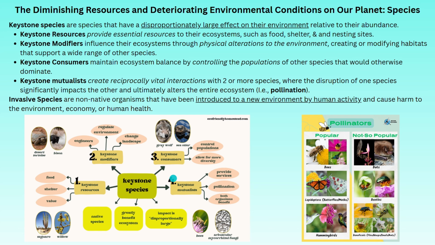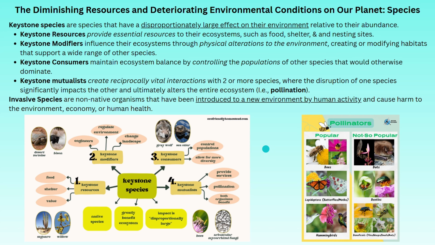Keystone resources provide essential resources to their ecosystem, such as food, shelter, and nesting areas. And we can see a willow is a type of keystone resource. Next, we also have keystone modifiers. They influence their ecosystem through physical alterations of the environment, creating or modifying habitats that support a wide range of other species. So we can think of the desert tortoise or the bison. They're engineers of the environment, they regulate the environment, and they create some type of physical changes within their environment.